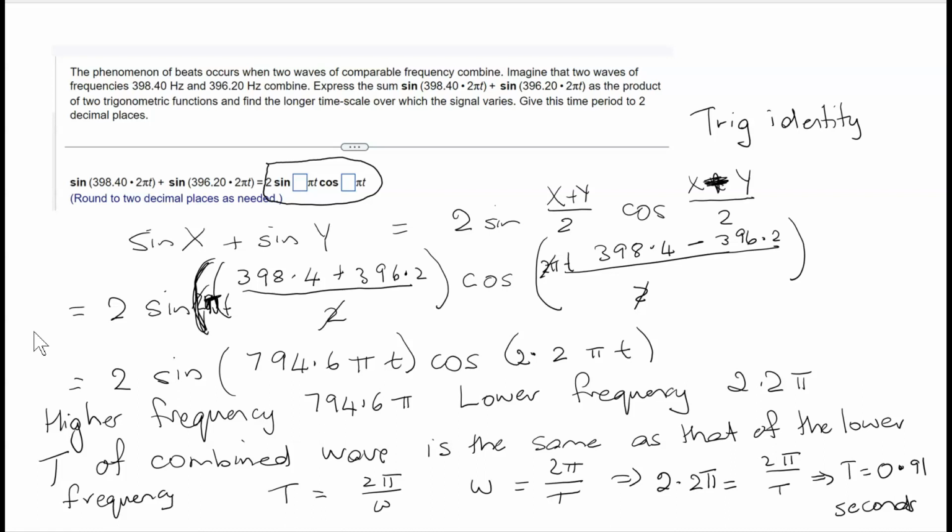That last little bit required a little bit of specialized knowledge, but that was in the help for the question. The rest of it you should have been able to do by looking at this and saying, well, this is sine of something plus sine of something else, and then taking it from there is just a little bit of algebra.